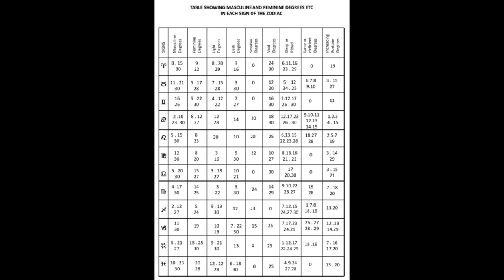For instance, the first 3 degrees of Aries are dark, degrees 3 to 8 are light, degrees 8 to 16 are dark, degrees 16 to 20 are light, degrees 20 to 24 are void, degrees 24 to 29 are light, and the last degree is void.